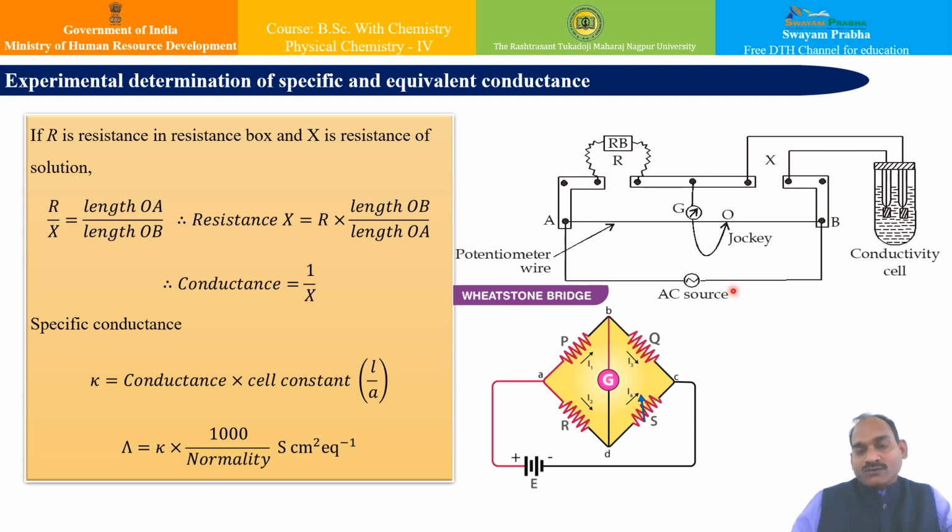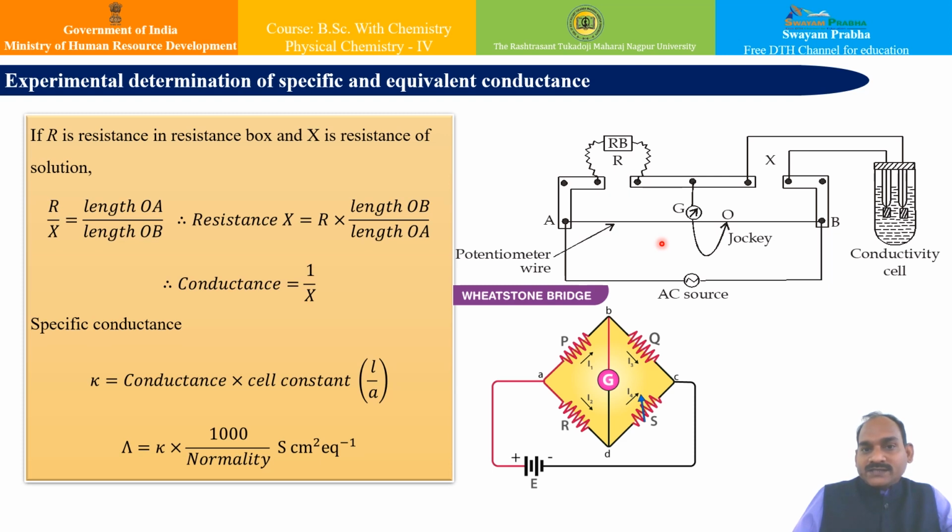This bridge consists of four arms containing four resistances. Now, when no current flows through the galvanometer, it means that the potential drop from this terminal to the other terminal of the galvanometer is balanced, and we find the null point.